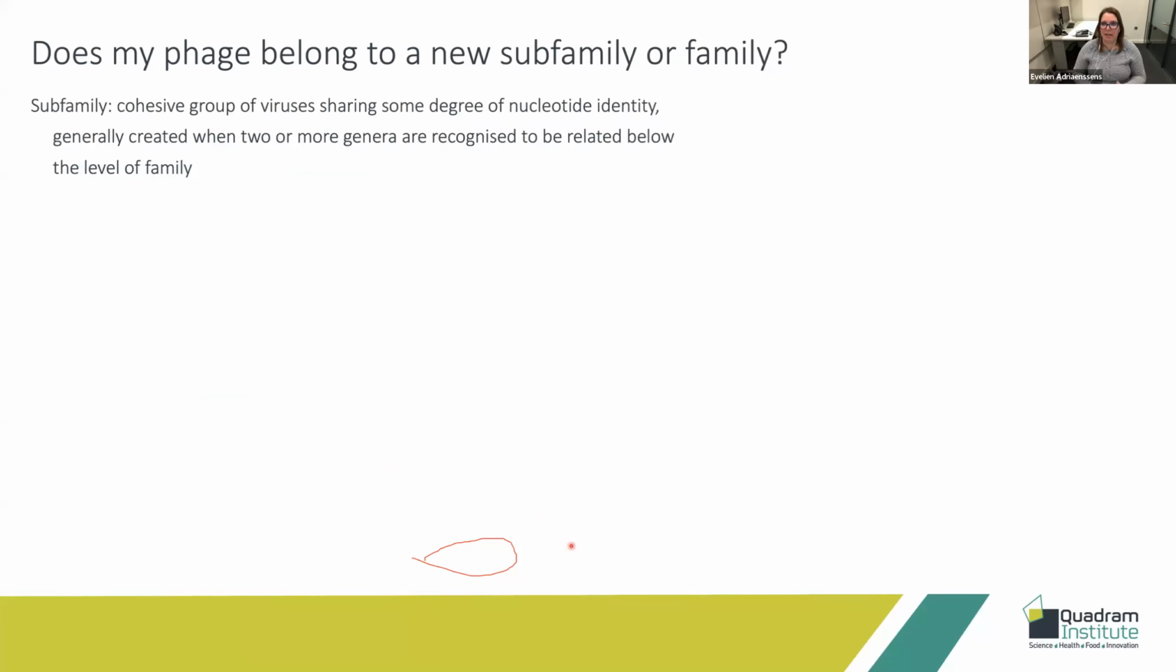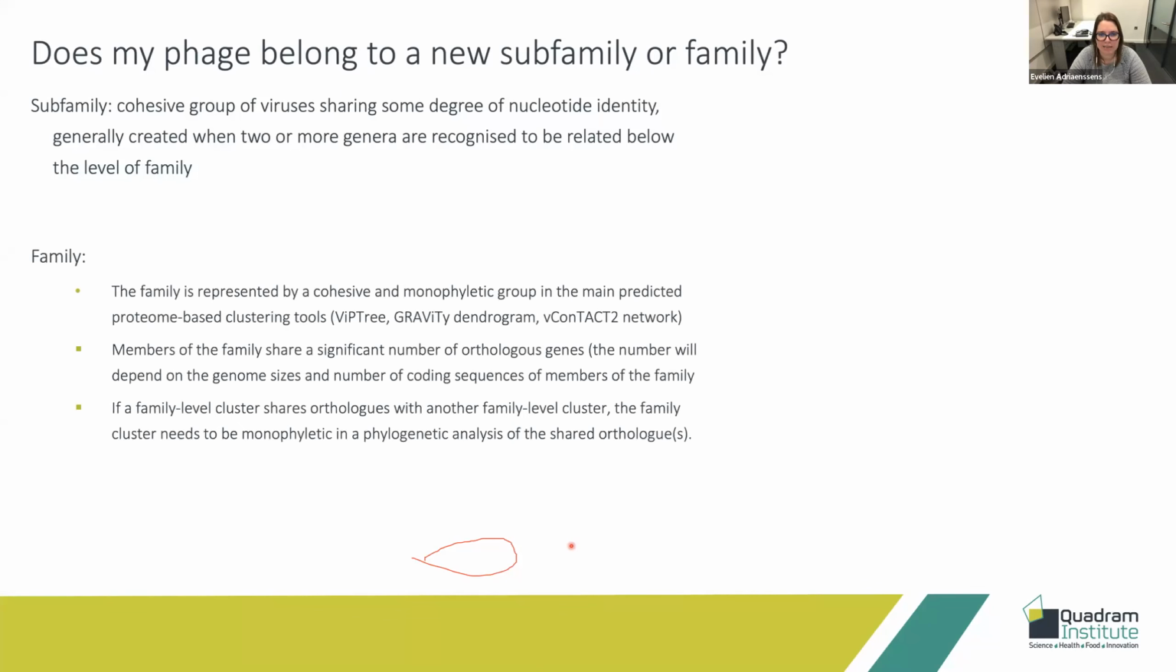So then let's say your phage is really new and there's no species, there's no genus known. So then we go to, is it part of a new subfamily or a family? Subfamily is a level that is not mandatory to be created, but we find it useful in many cases where we see 2 or more genera recognized to be related, but below the level of the family. And usually it means that they still share some degree of nucleotide identity. Whereas for the family, we're looking at shared proteins, amino acid identity, and so forth.